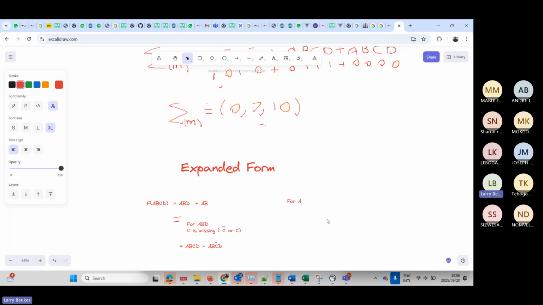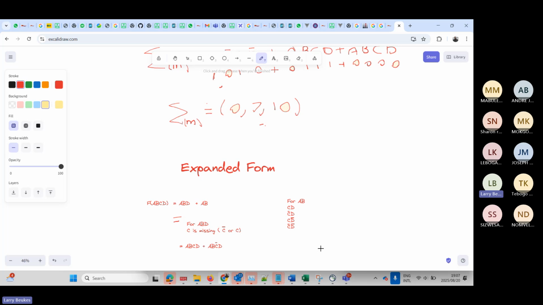For AB, we know that B and C are missing. But now what's missing can be CD. It can be CD. So what's missing can be CD. It can also be not C, D. It can also be C, not D. It can also be not C, not D. So there's 4 possibilities for that.